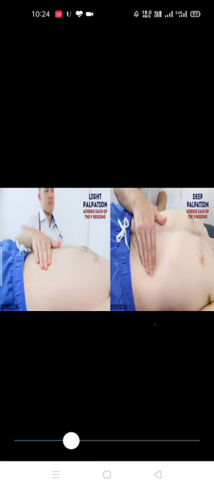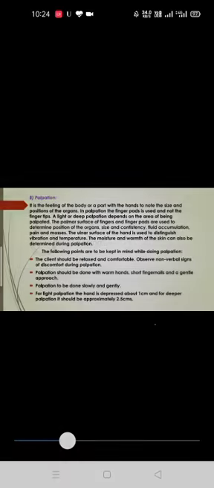So here is the palpation. The first picture is light palpation. In light palpation, you will just press your hand for 1 centimeter, okay? And in deep palpation, you will press your hand for about 2 to 2.5 centimeters. You will place the palmar surface of the hand on top of the body and feel it. That is palpation, and here we have two types, light and deep palpation.